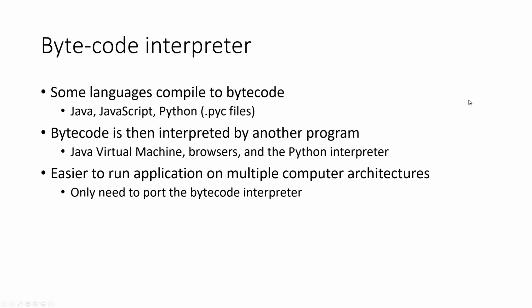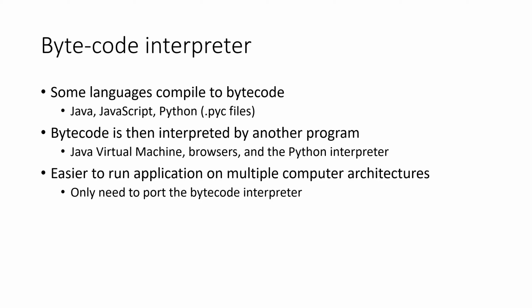A common type of emulator is a bytecode interpreter. Some languages compile to bytecode. They don't compile to native code like C and C++ do. They compile to an intermediate format that is called bytecode. For example, with Java, when we compile the Java source code into a .class file, the .class file is binary, but it's not native code. It's code for the Java virtual machine.